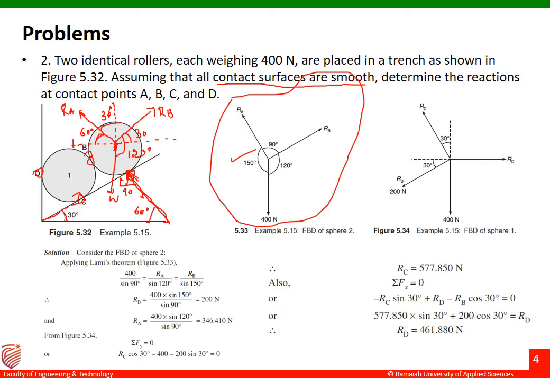Next thing is we have to find the angle between RA and RB. Suppose this is 30 degrees, this will become 60 degrees. Why? Because 30 degrees is already here. So the angle between RA and RB is 90 degrees. It is written over here. This is the free body diagram of sphere 2.